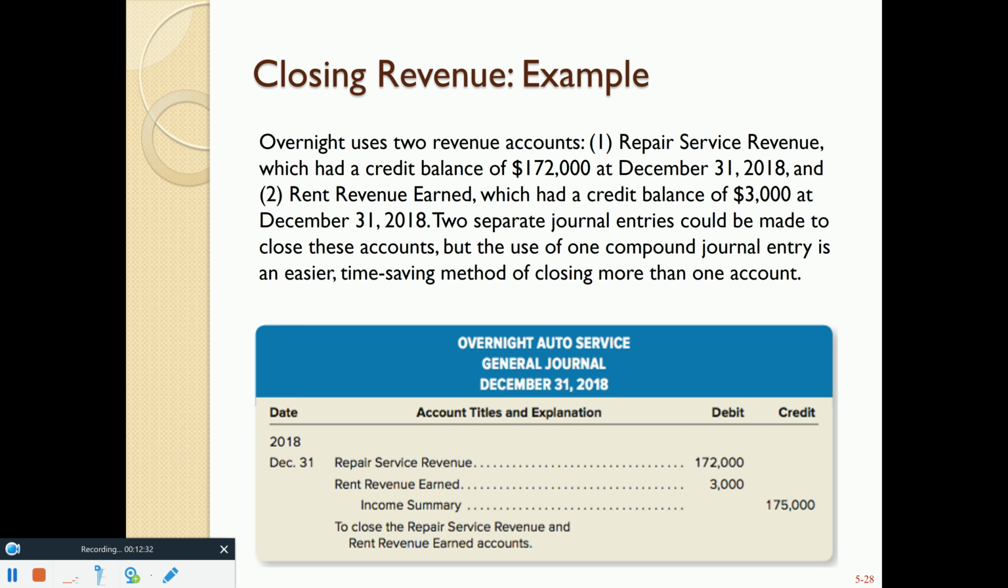Revenue accounts have a credit balance. So how do I make them 0? Well, to make a credit balance 0, we would need to debit those account balances. So we're going to debit the revenue accounts, and then we're going to credit this account called income summary. So at this point, our 2 revenue accounts have a 0 balance. That's good. So we're ready to start the next period with fresh zeros.